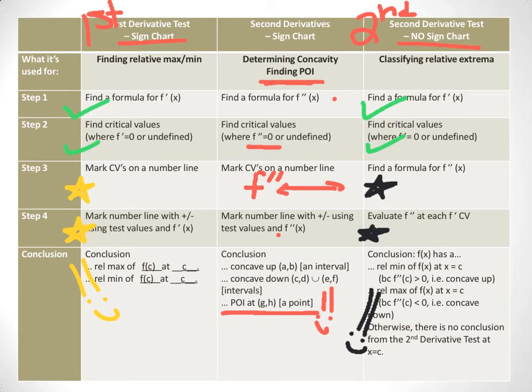And so these are the similarities for the first and second derivative test, the differences, and then this oddball in the middle, which is finding points of inflection using concavity of the second derivative. And so that is it.